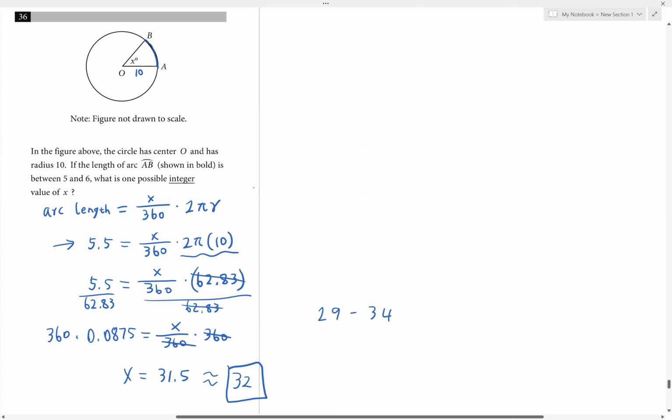Make sure we understand this formula, and then from that we can just plug in and solve.